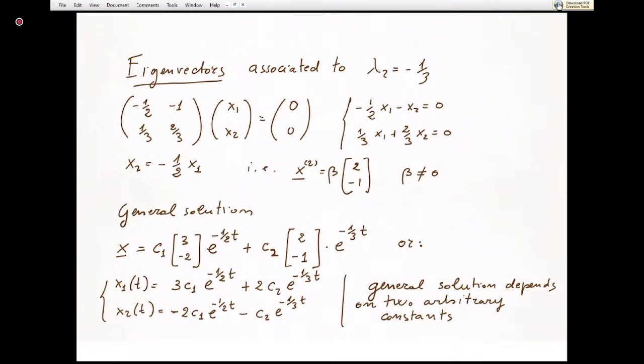We have a general solution that depends on two arbitrary constants. For a scalar, one-dimensional differential equation, we have a general solution that depends on one arbitrary constant. Here we have a system of two equations, and the solution depends on two arbitrary constants. With a system of n equations, the solution depends on n arbitrary constants. Why two? Because if I want to obtain a particular solution, I have to specify the initial value of both variables, so I need two constants.